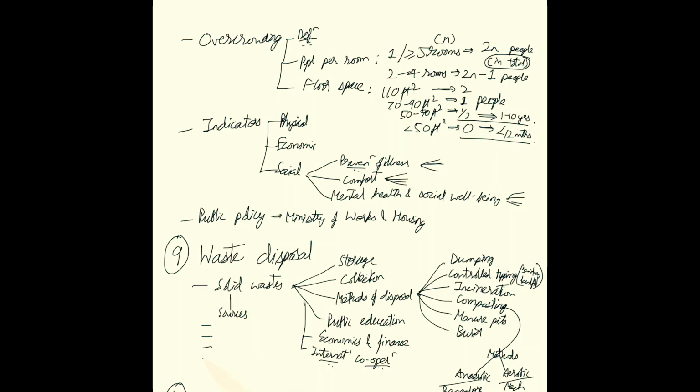So what are the sources of solid waste in the first place? There can be domestic refuse, industrial refuse, stable litter, market refuse, and of course street litter. Domestic refuse can be classified into ash, rubbish, and garbage.